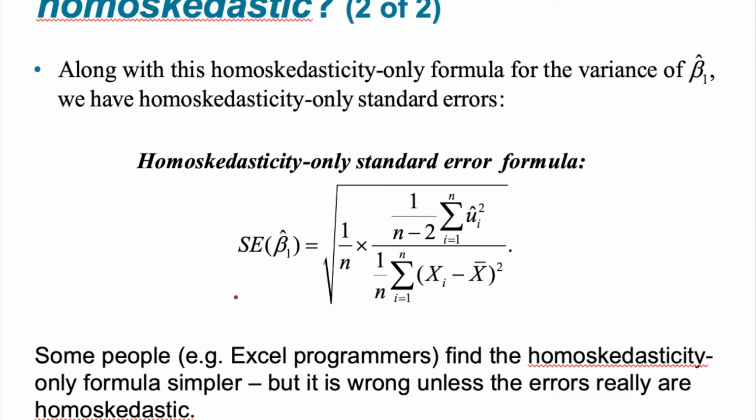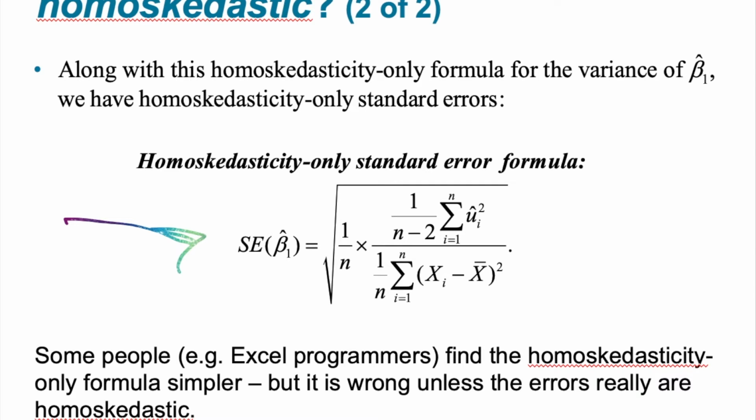Now, some folks, like people who are working with Excel, might find this formula to be simpler than the heteroskedasticity robust standard error. But it will be wrong unless the errors are homoskedastic. And if we use the homoskedasticity-only formula when our errors are in fact heteroskedastic, then it is likely that our standard errors will be too small.